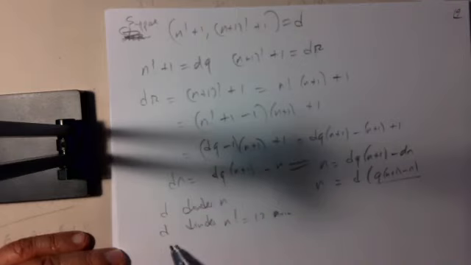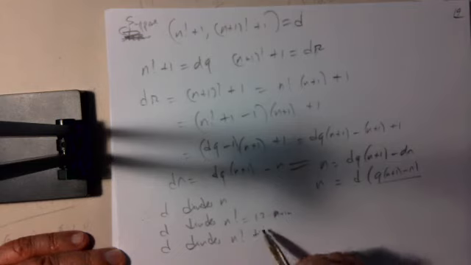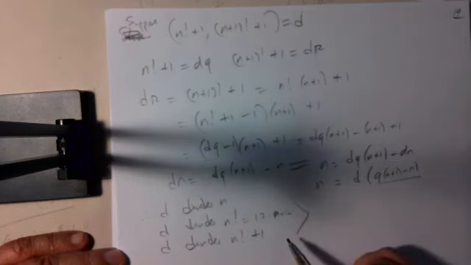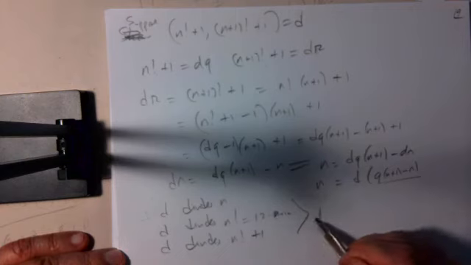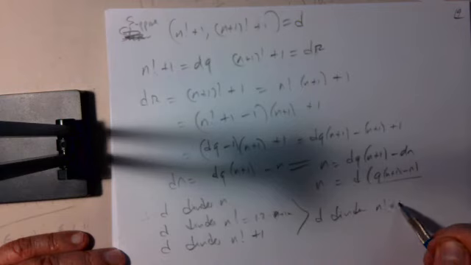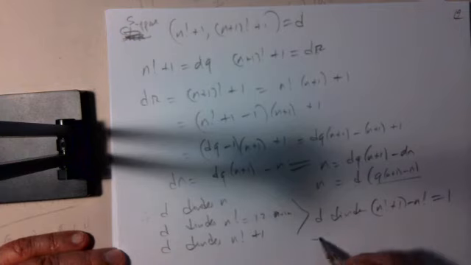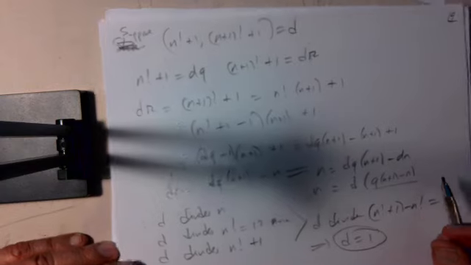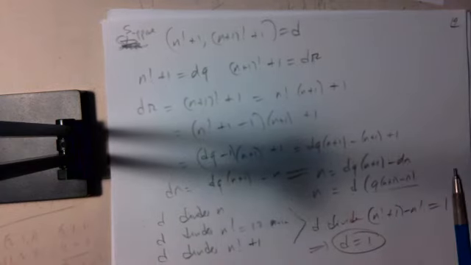But we're also told d divides n! plus 1. So if a number divides two numbers, it divides their difference. So d divides n! plus 1 minus n!, which is equal to 1. And the only divisor of 1 is 1. So the greatest common divisor of these two numbers is 1.